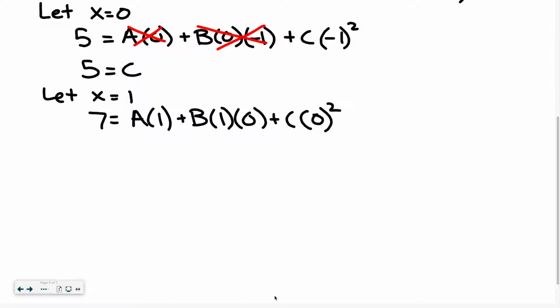All right, well, b times 1 times 0 is 0. And c times 0 squared? 0. So I really have a equals 7. And you can see on this one, because b had both factors on it, the x factor and the x minus 1 factor, when you chose the zeros for those 2 factors, b disappeared each time. So that means in order for us to solve for b, we're going to have to choose an x that's not one of the zeros. So what do you want to let x be?